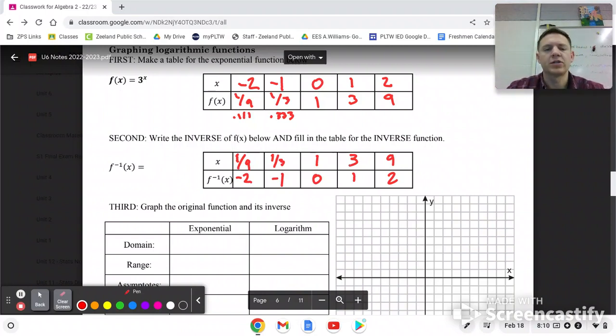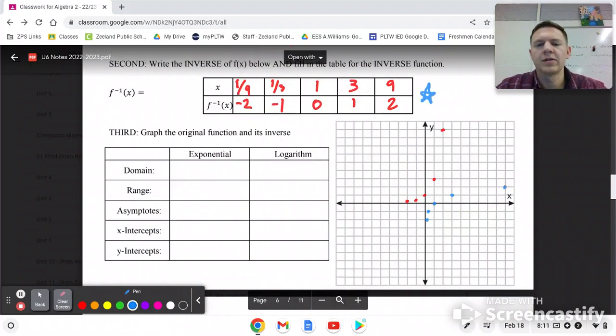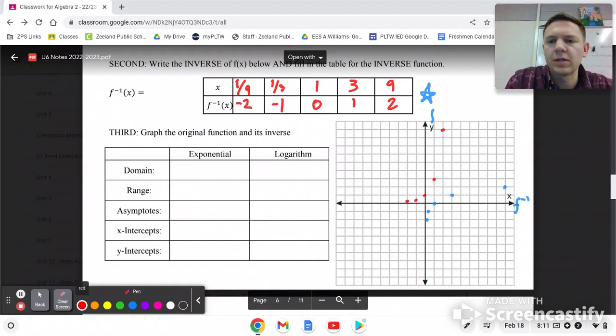Let's just scroll down and graph those values. I'm going to go ahead and graph the inverse in blue, and I'll graph the regular in red. All right, so there's the points where blue is the inverse. Let's put a little f to the -1, and red is the regular.